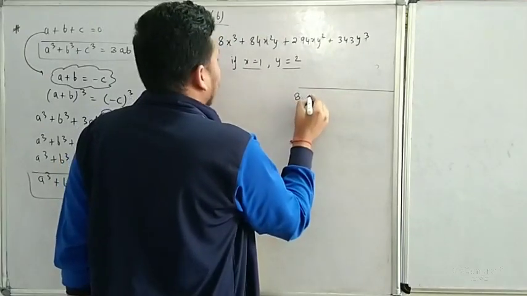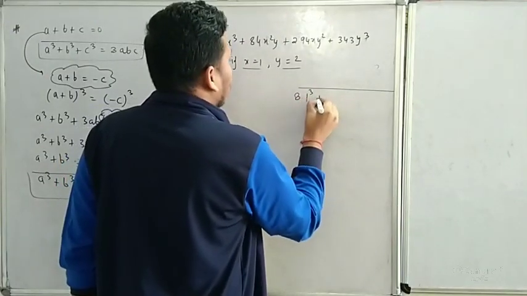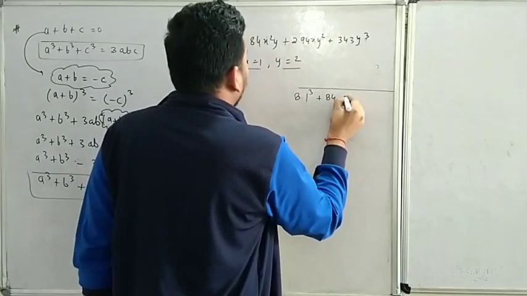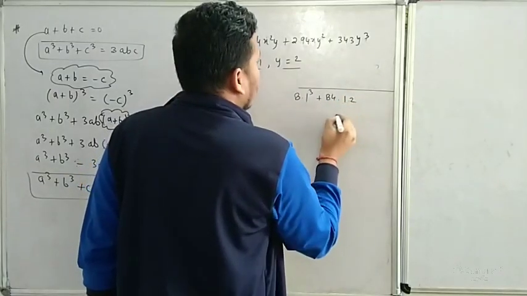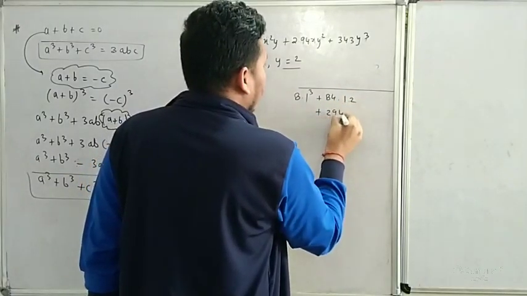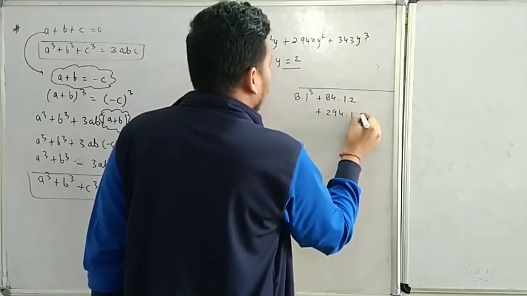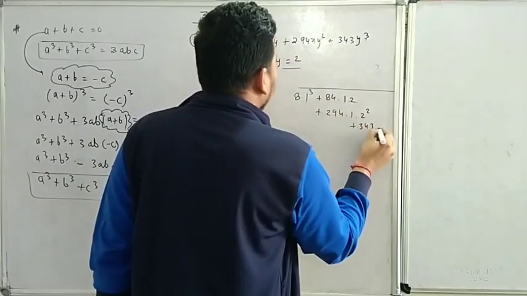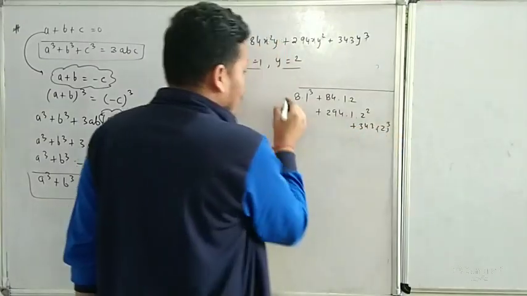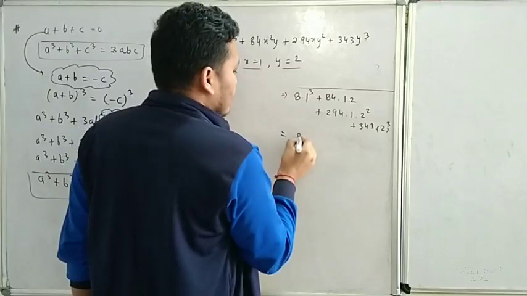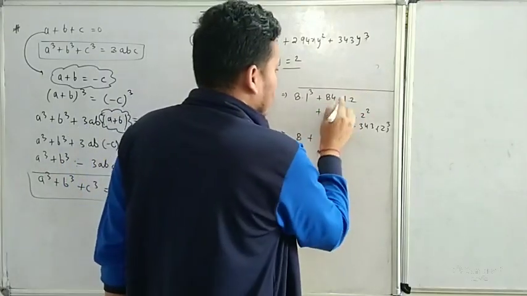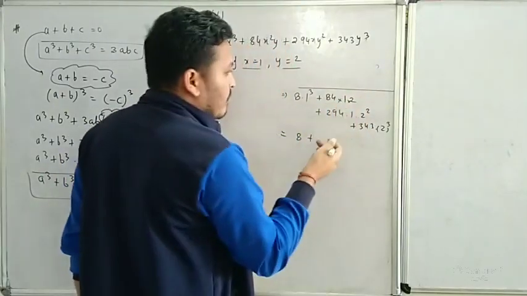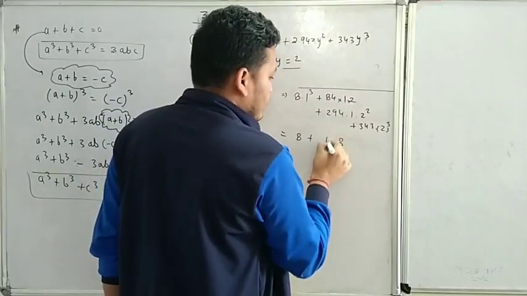8, what is x? It is 1, so 8 into 1 cube, then plus 84 into 1 into y is 2, then plus 294 into 1 into 2 square, and then plus 343 into y cube, which is 2 cube. So on solving everything here we will get our answer: 8 plus 84 multiplied by 2, so 2 4s are 8, 2 8s are 16.